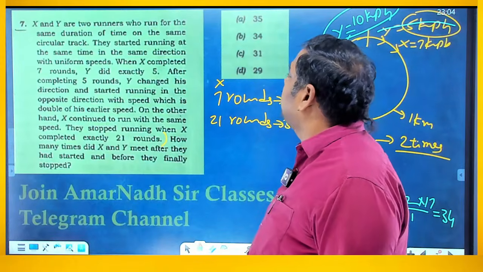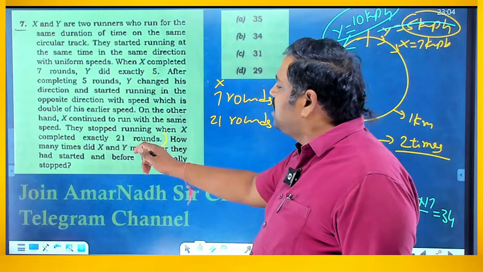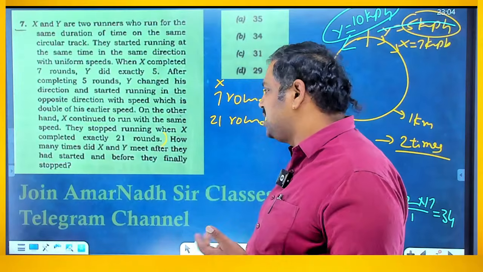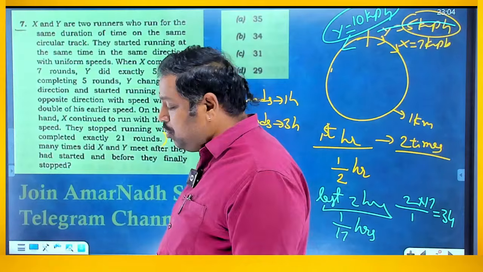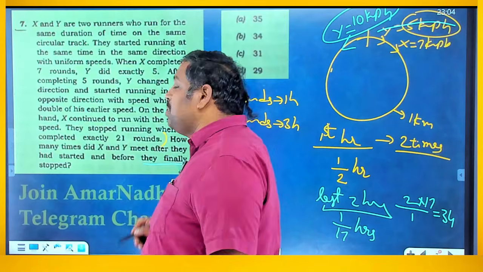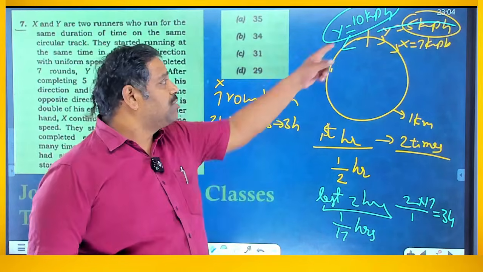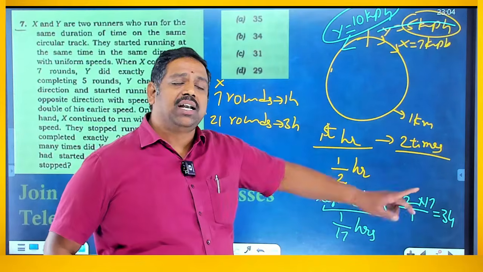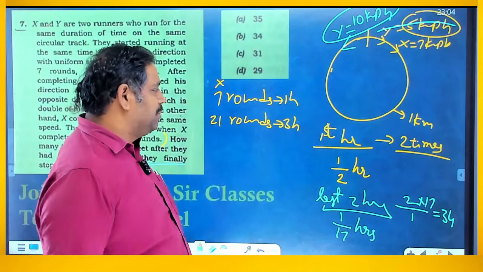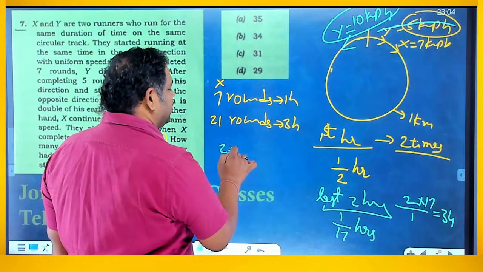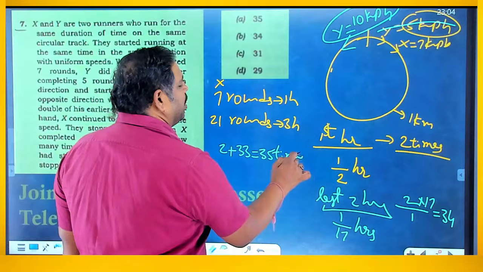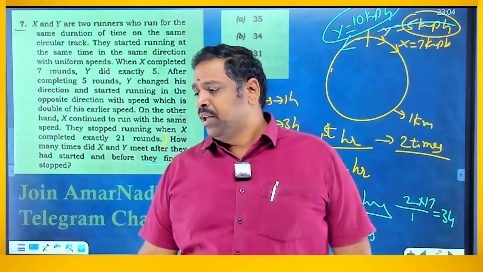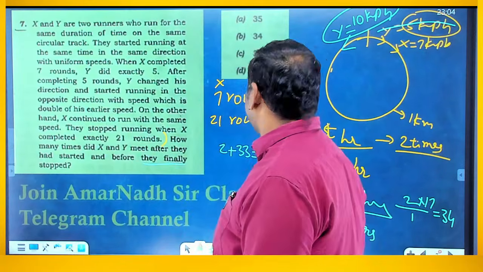Now the question is, how many times did X and Y meet after they had started and before they finally stopped? Observe the words before they finally stopped. Before they finally stopped means the last one you should not count. That means that out of 34 times, remove 1, 33 times, right? Initially 2 times, later 33 times, total is 35 times. Okay, so which option is the answer here? A is the answer.